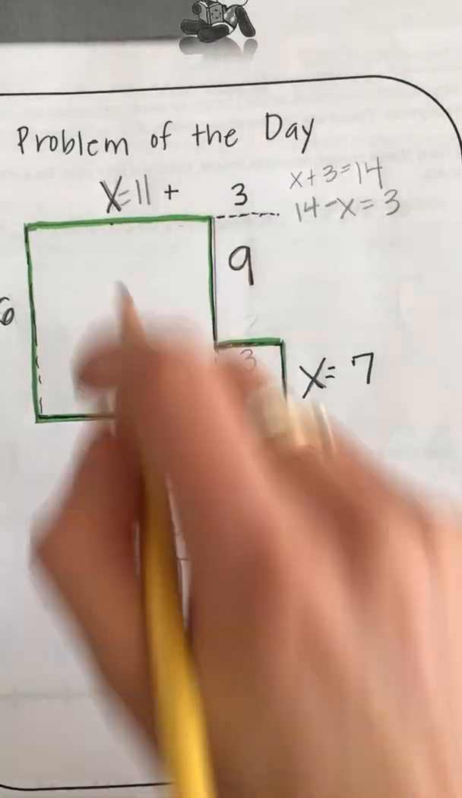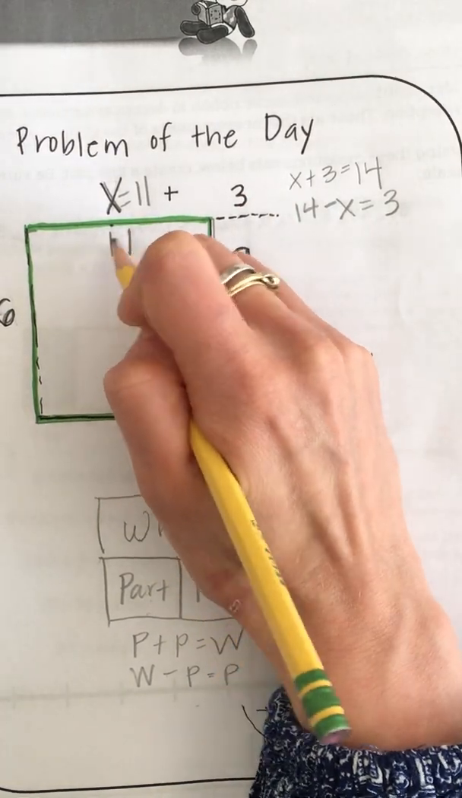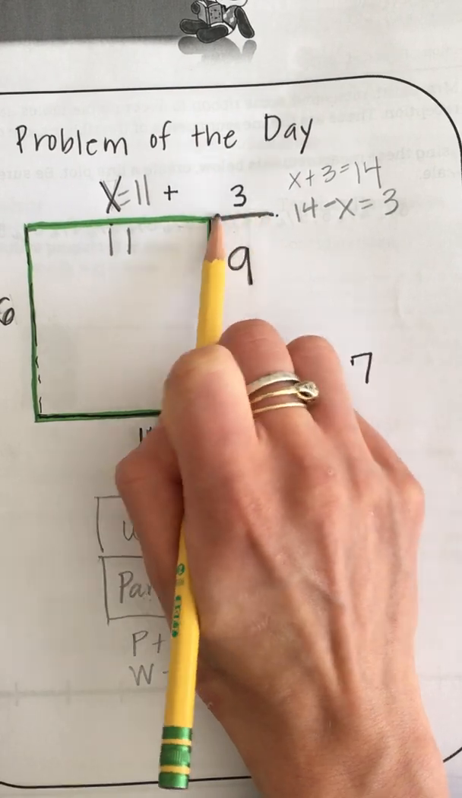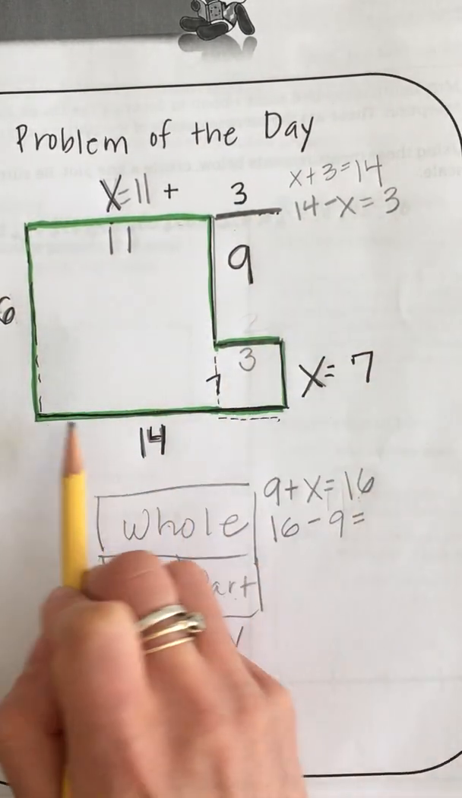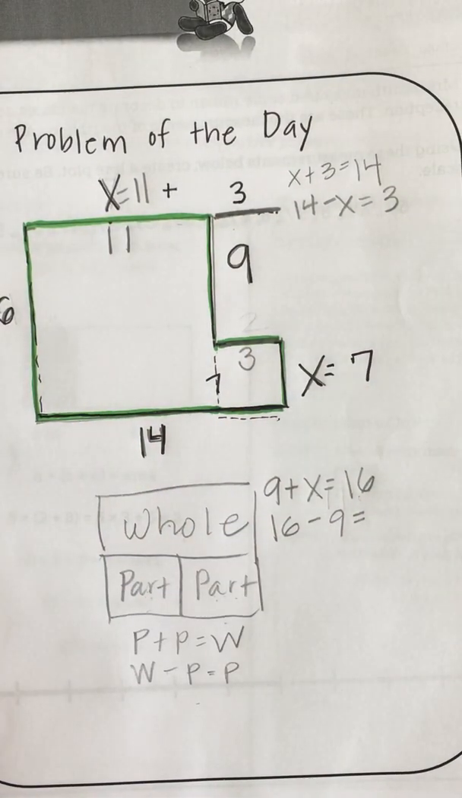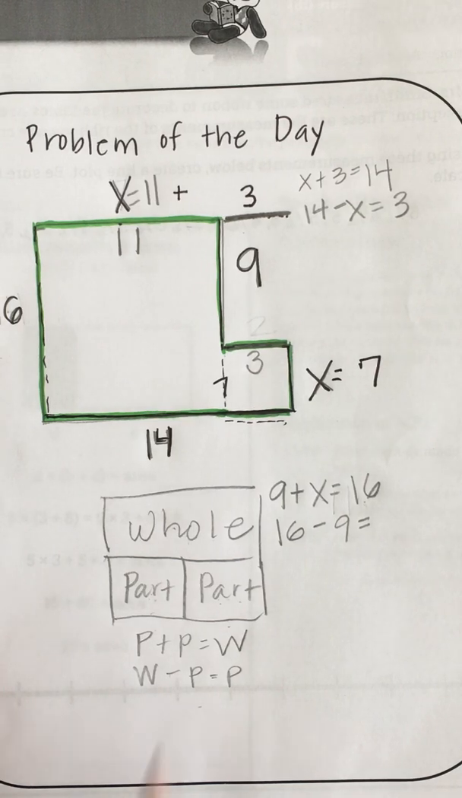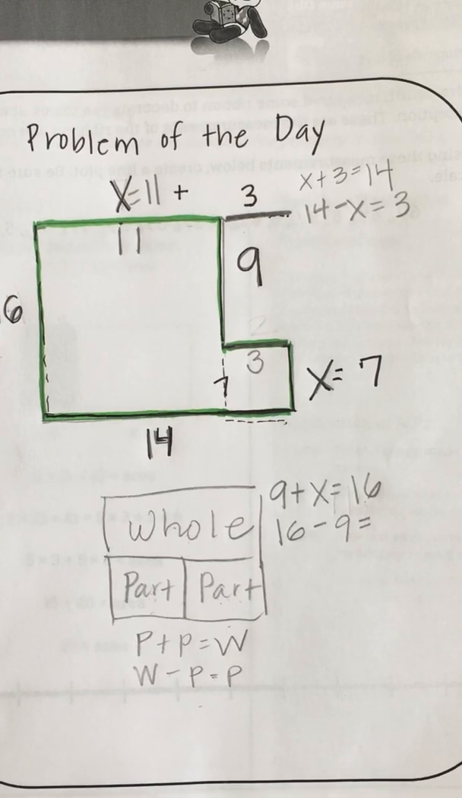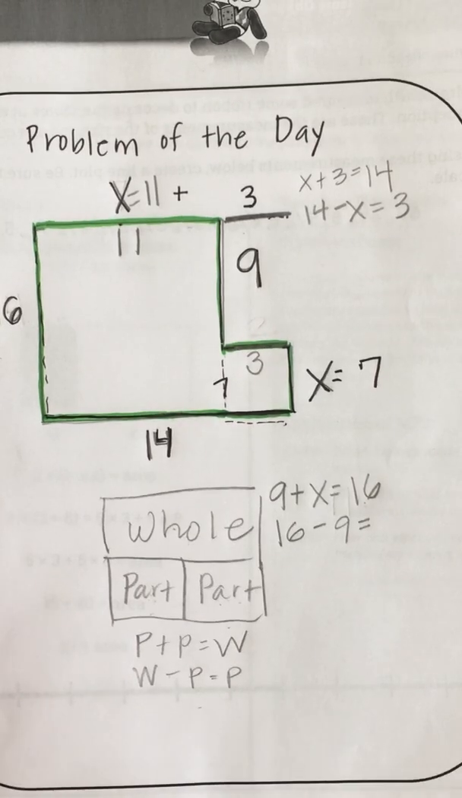Let's check our work and make sure. If this is 11, and I know that this part right here is 3, 11 plus 3 is equal to 14, which is our whole. Okay? So we are going to be getting into that next week, so I wanted to show you it right now, but we'll go over another problem like this tomorrow.